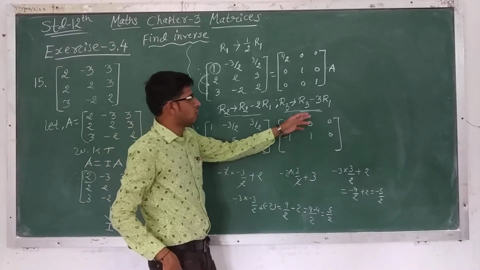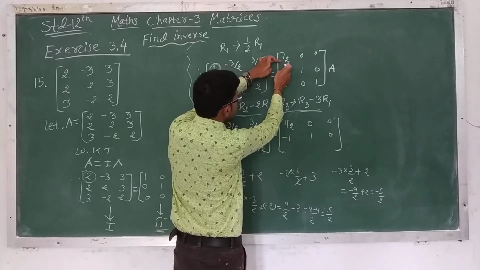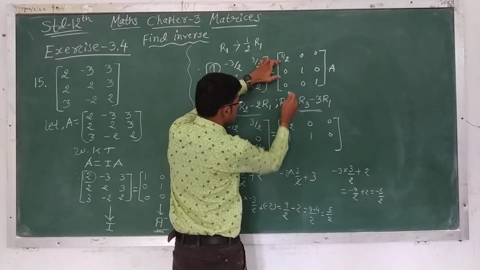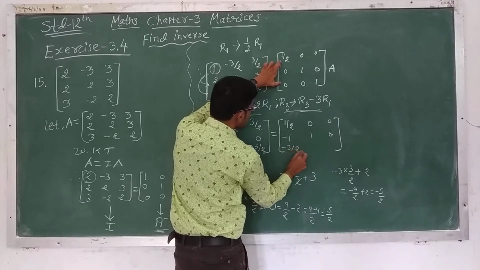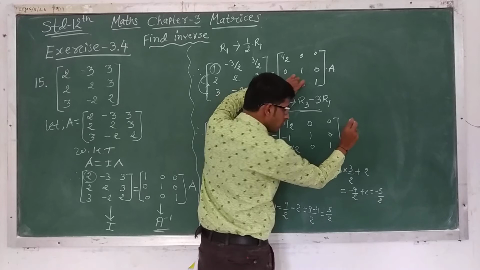Same operation we have to apply on right hand side. So here minus 3 into 1 by 2. So minus 3 by 2 plus 0. So minus 3 by 2. Here 0. So there will be no change. 0 1 as it is into A.